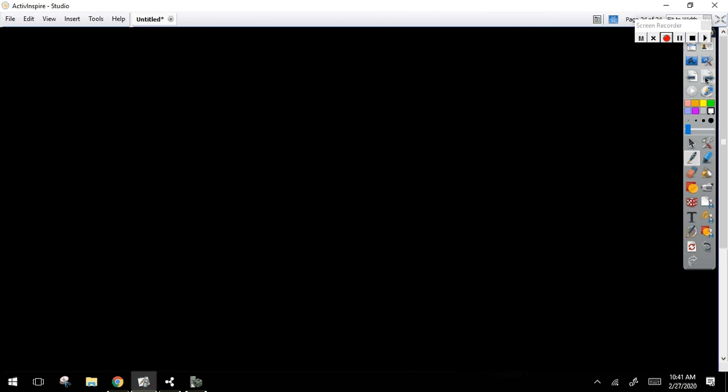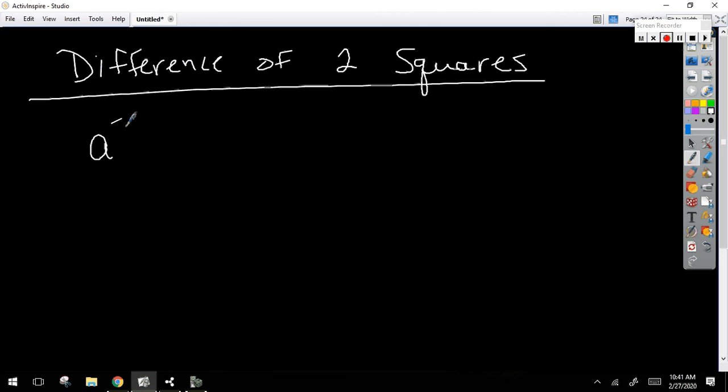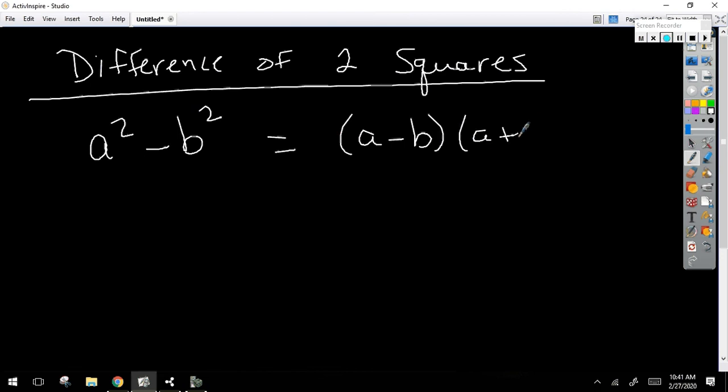Special pattern number 2 we've already talked about. It's called the difference of two squares. If I have two perfect squares separated by a subtraction sign, some of you already have this in your notes because I gave it to you whenever we were going over homework. But just so it's in the video as well: A minus B, A plus B.